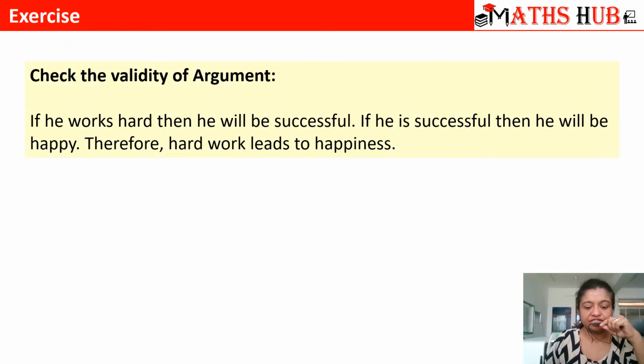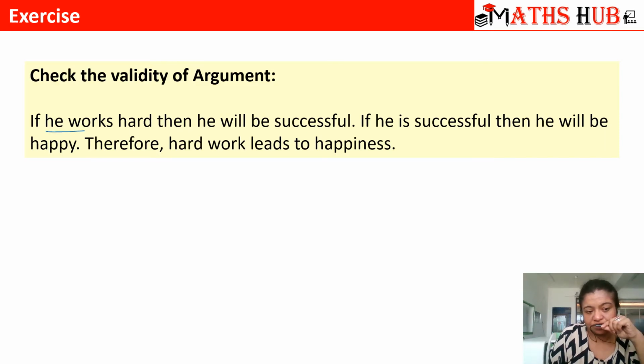So now let us check a question where we are checking the validity of an argument, right? So if he works hard, then he will be successful. If he is successful, then he will be happy. Therefore, hard work leads to happiness. So in this whole argument, you can see there are certain hidden propositions inside it. So let us find out those propositions.